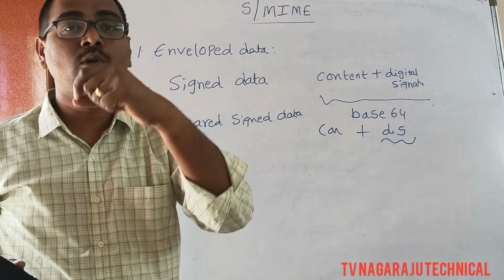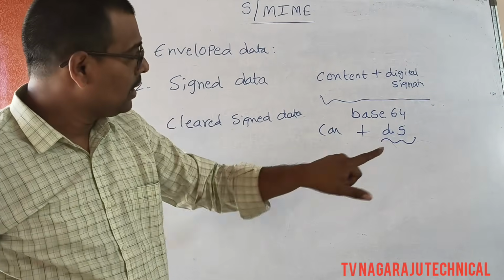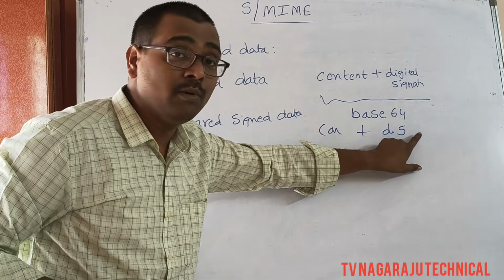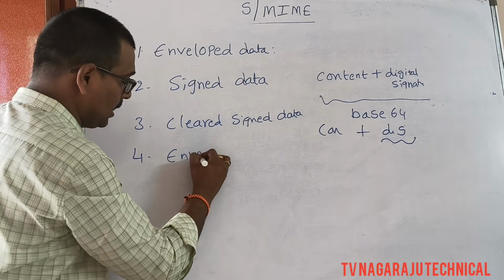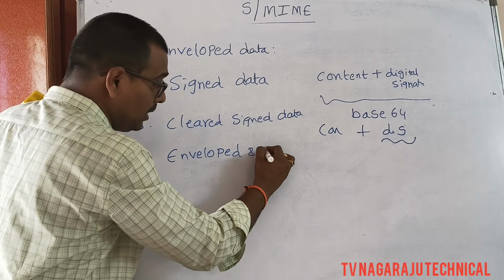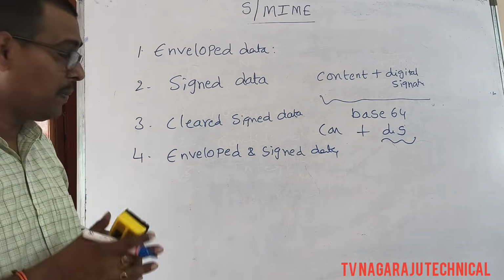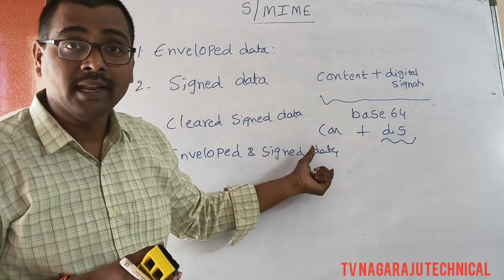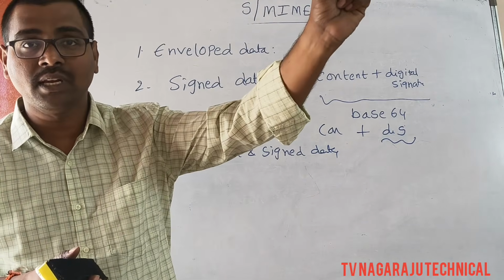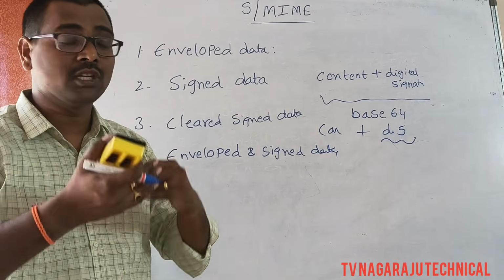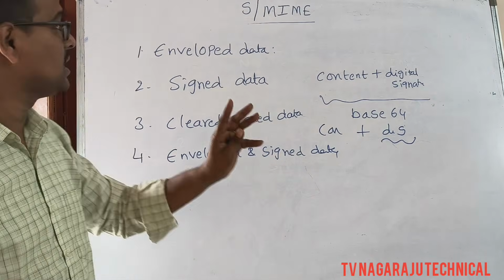Even if the receiver doesn't know about SMIME, he can read the message, but he is unable to read the digital signature. And the last and the most important is enveloped and signed data. Here we can apply both the encryption and the digital signature. All these are combined together and sent to the receiver. These are the different functions or different types of messages that we can transfer from sender to receiver.